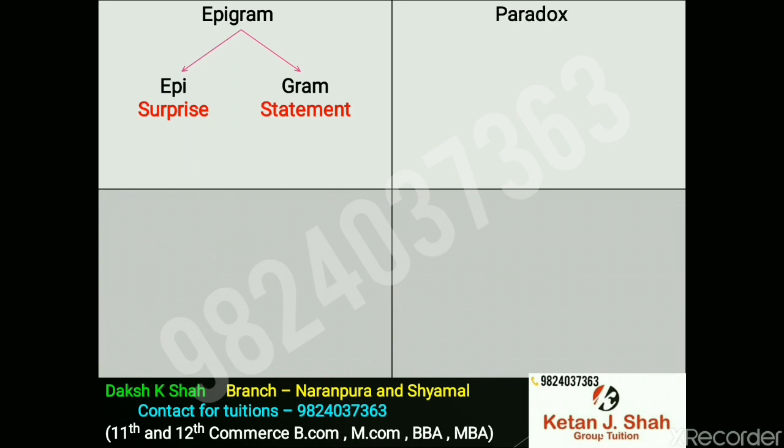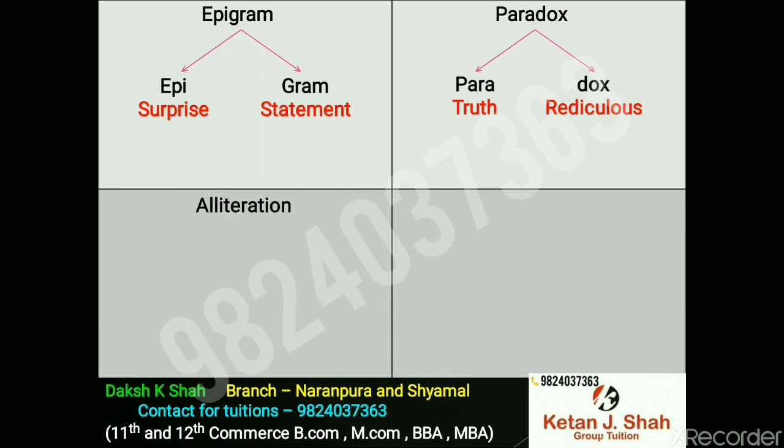Then in its pair comes paradox. Para and dox. Truth, ridiculous. Paradox means a truth which is bitter, or we can say it is negative but truth.